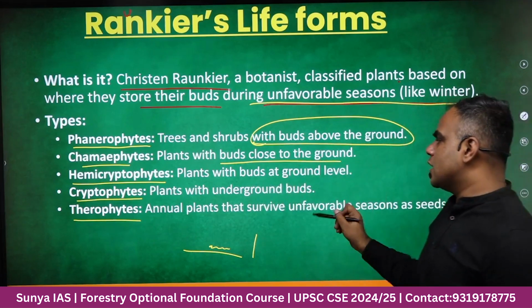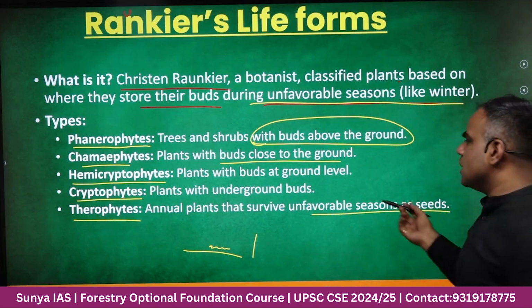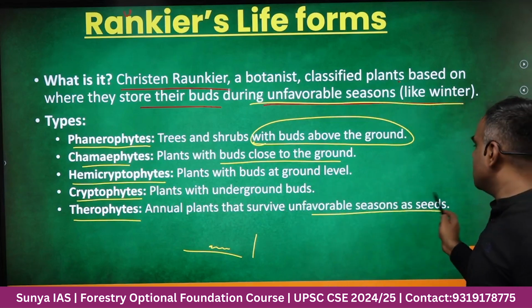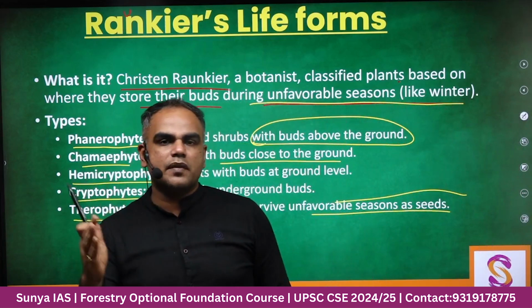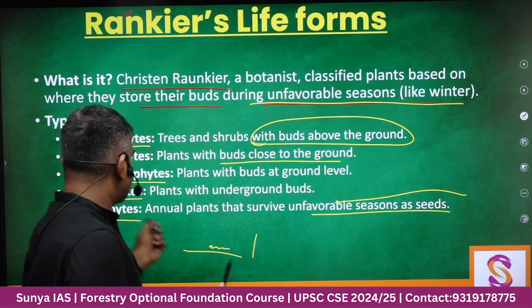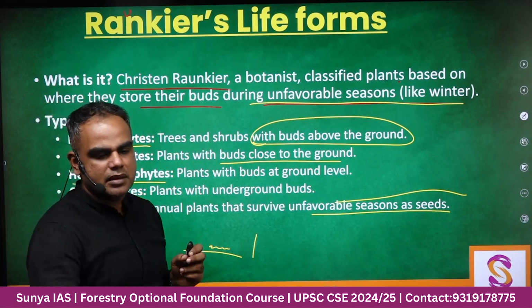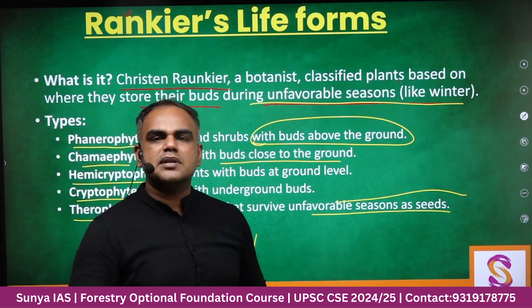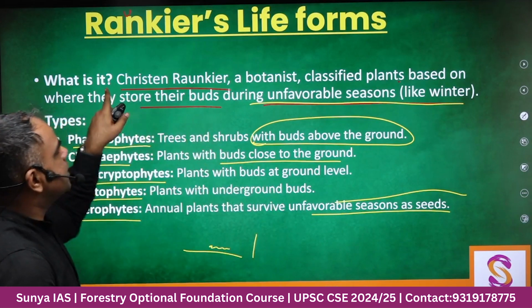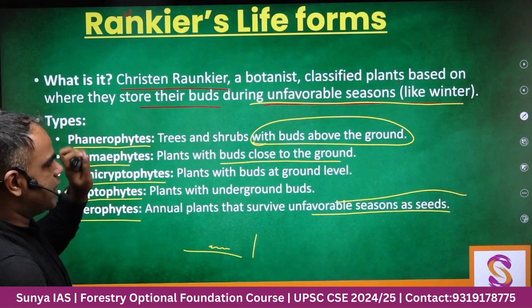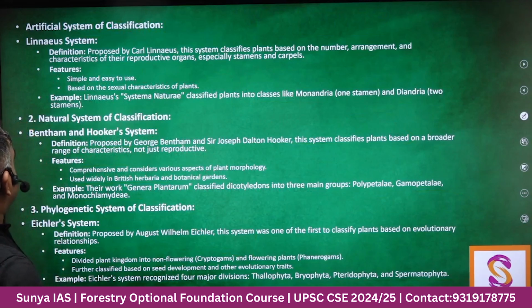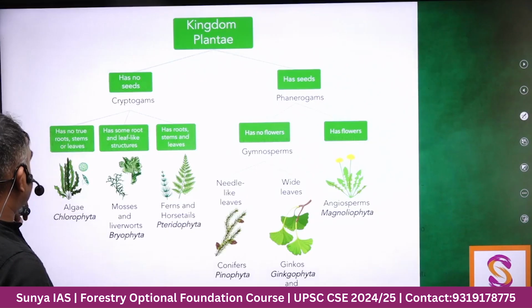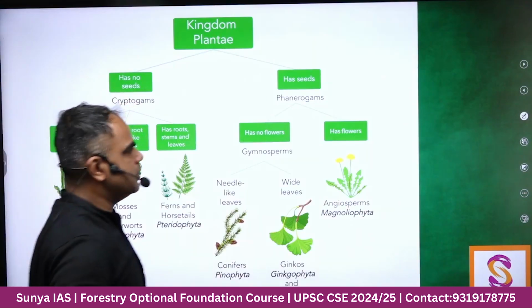Therophytes are the annual plants, which basically survive as seeds. Phanerophytes, chamaephytes, hemicryptophytes, cryptophytes, and the last one being therophytes. Just have a look at it. You don't have to exactly cram it, but this can also be asked as Raunkiaer life forms, so please be aware of it. Before I tell you individually about Linnaeus, Bentham and Eichler, I just want to tell you this part here.